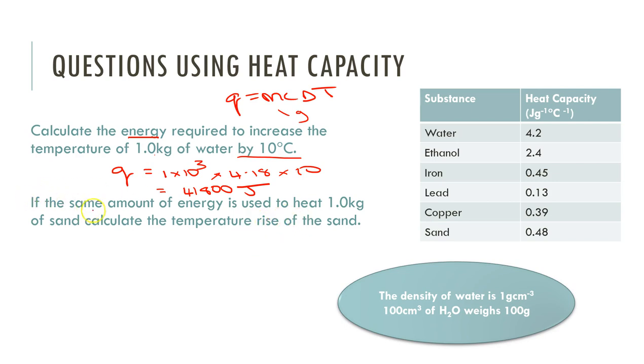Now we're told the same amount of energy is used to heat 1 kilogram of sand. Calculate the temperature rise of the sand. So we've got q equals mc delta T again. Now we're looking for delta T.